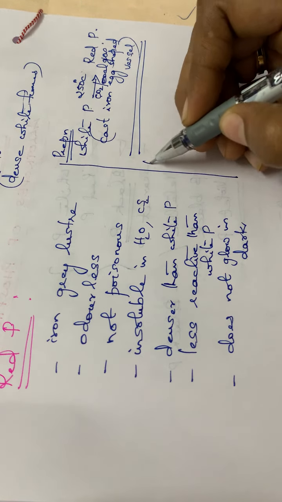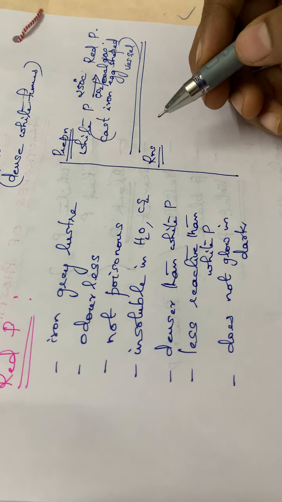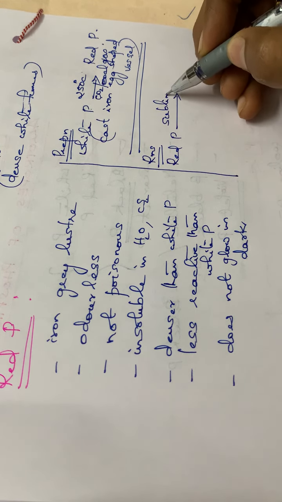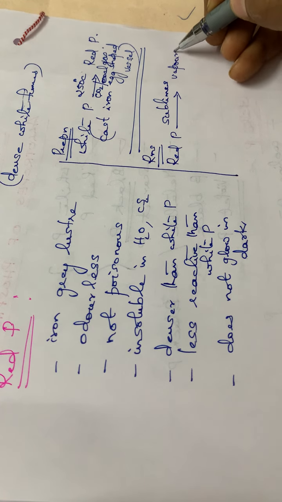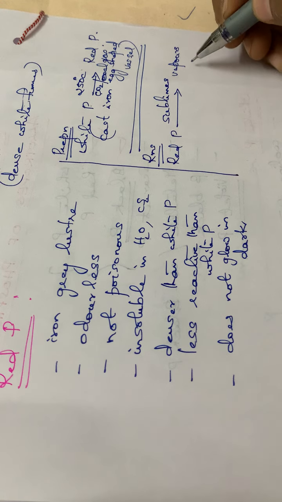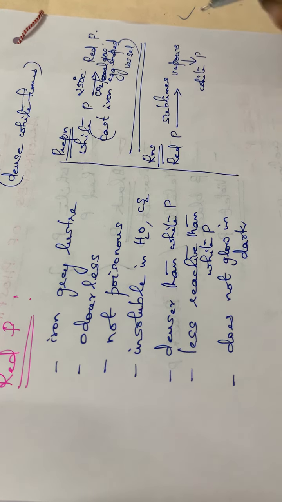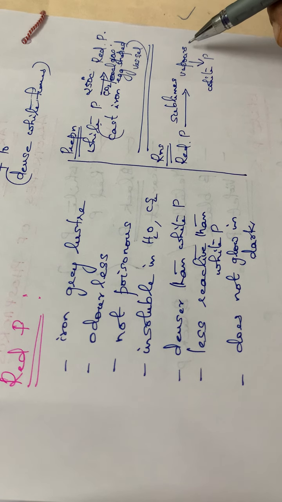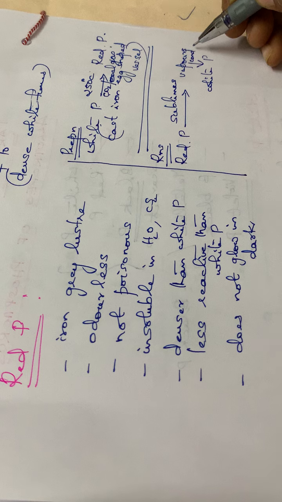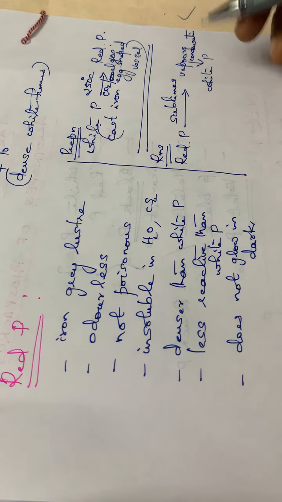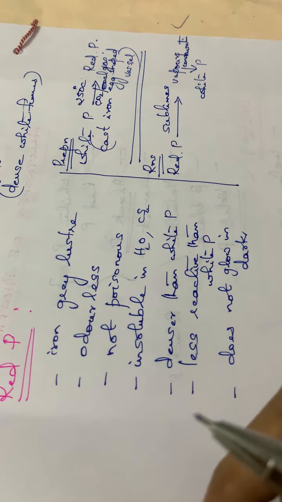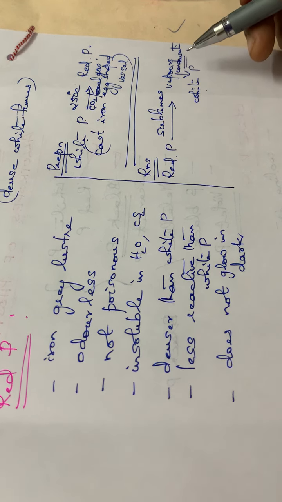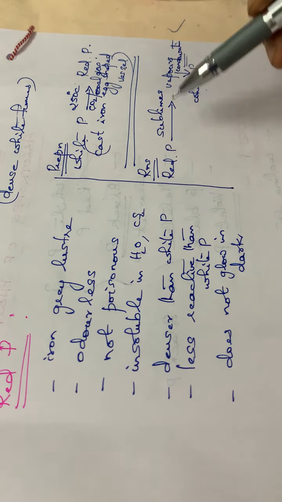Then coming to the chemical properties of red phosphorus, when red phosphorus is heated, it will sublime and be converted to vapors, and on condensing these vapors we will get white phosphorus. So we can convert white to red as well as red to white.